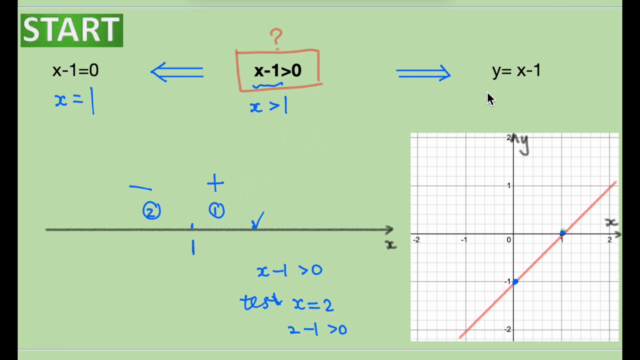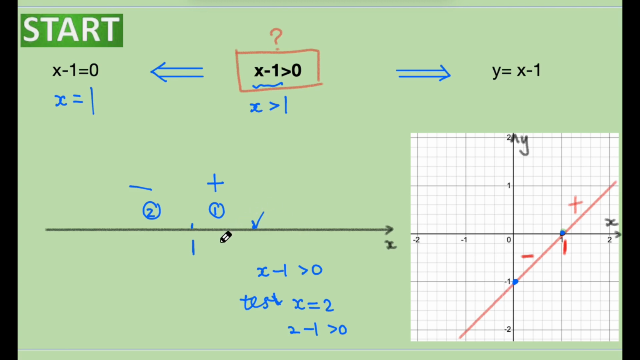This inequality can also be related to the corresponding linear function y equals x minus 1. We can use the x-intercept and y-intercept to determine this straight line. Based on this straight line, we can see when x values are greater than 1, all the y values are positive. But for values of x less than 1, the y value will be negative.